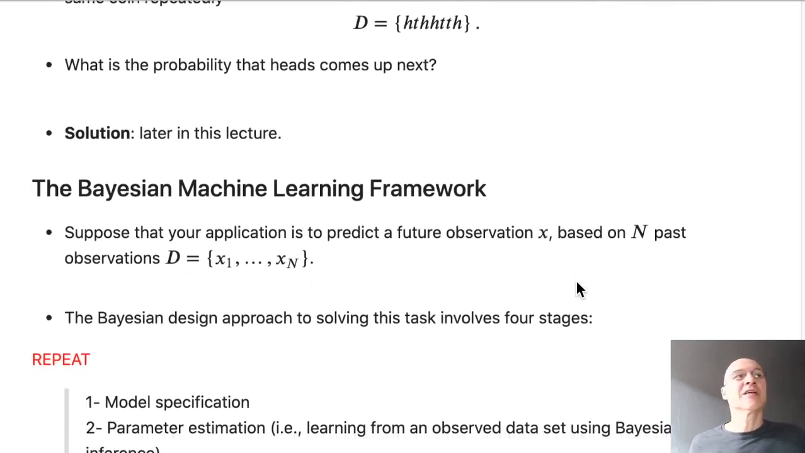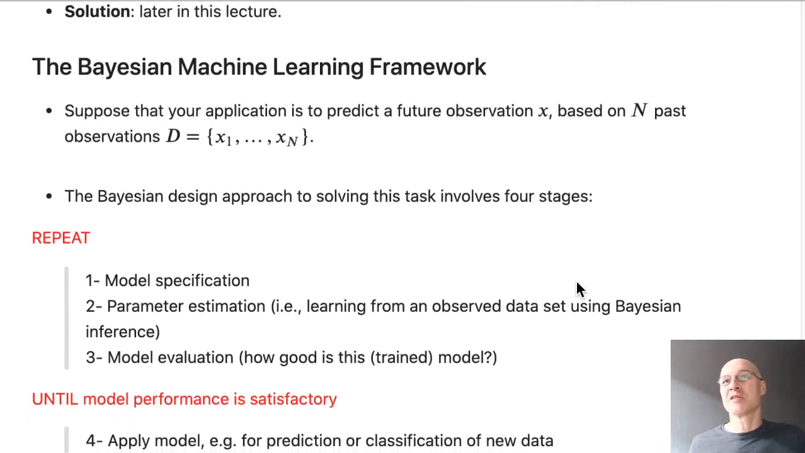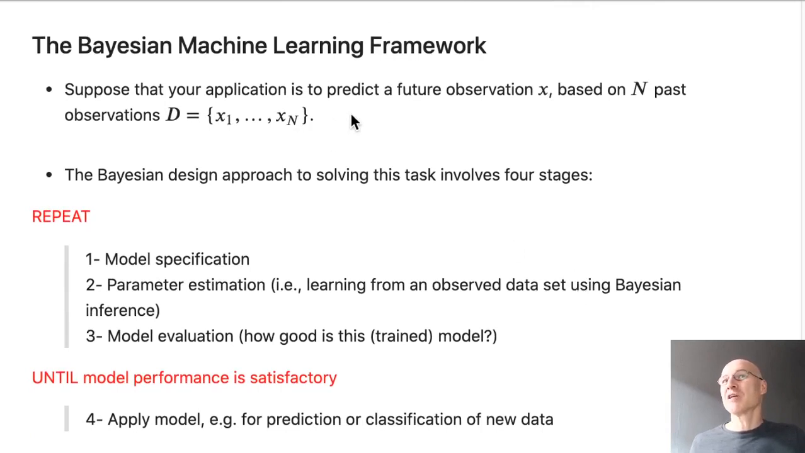So in short, here's the Bayesian machine learning framework. Suppose that you have an application to predict some future observation based on n past observations. I'm using here the prediction context, but this would just as well work for classification, regression, for any of the other problems. The Bayesian design approach involves 4 stages. First, you propose a model, the model specification stage. And we're going to go through this in a bit more detail after this slide.